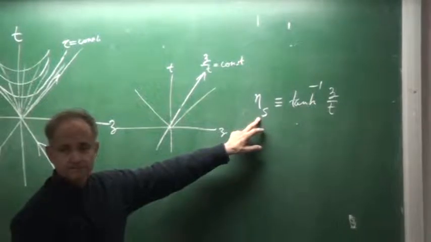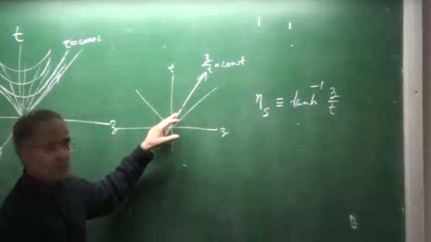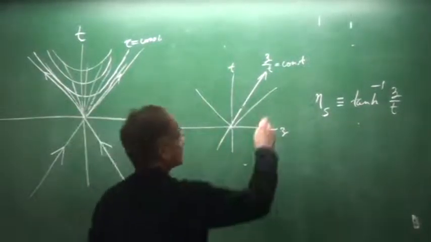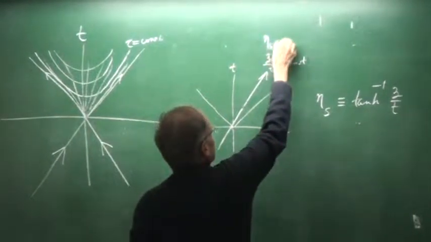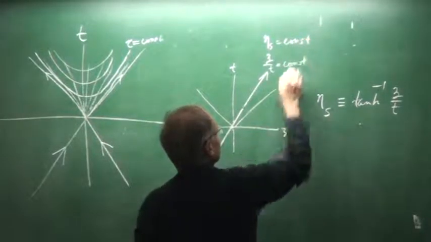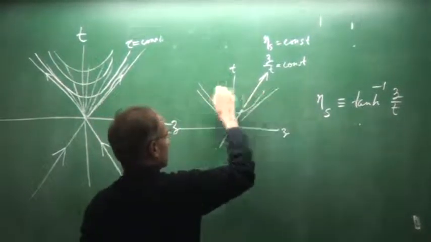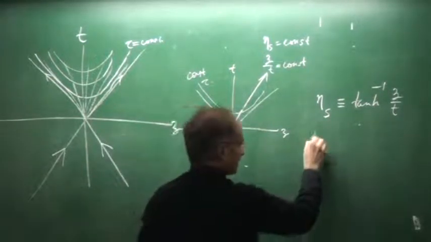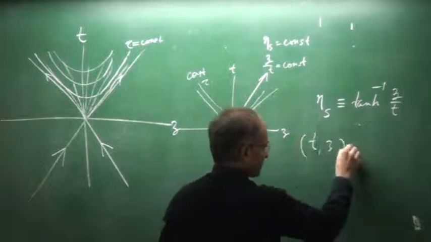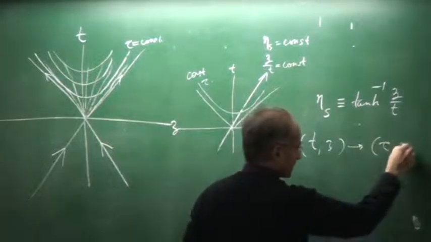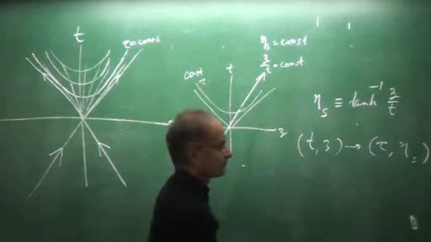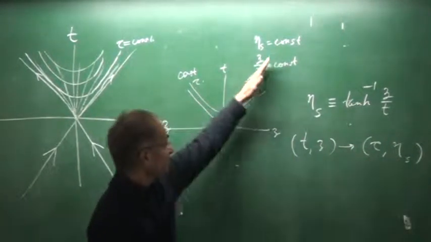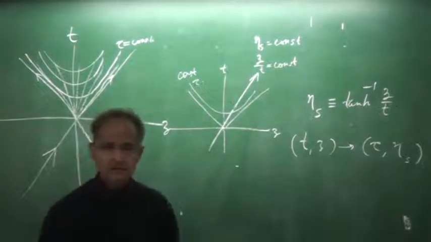On this line it is constant. So these are the lines of constant eta s, and these hyperbolas are of constant tau. So we had t and z as starting coordinates, and we went to tau and eta s. Taus are these hyperbolas, and these are the lines of constant eta s.